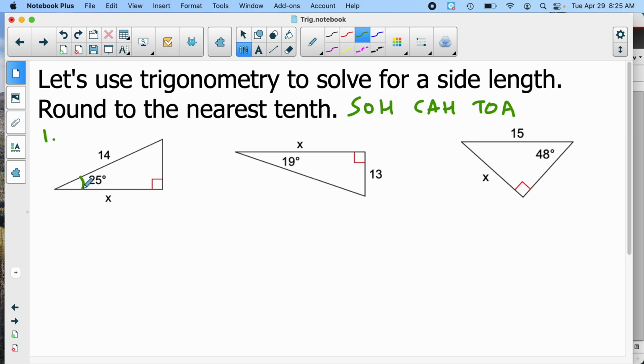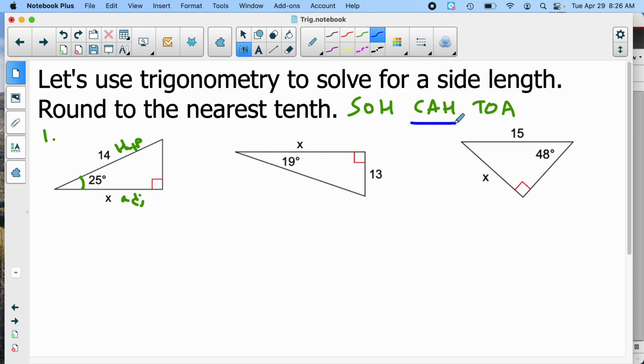It's our 25-degree angle. Based on this angle, 25 degrees, I want to identify what side is the 14, what side is the x. In this case, the 14 is the hypotenuse, and the x is the adjacent. So what I do is I ask myself, which ratio, sine, cosine, or tangent, involves adjacent and hypotenuse? And my answer is going to be cosine. It's going to be this one right here.